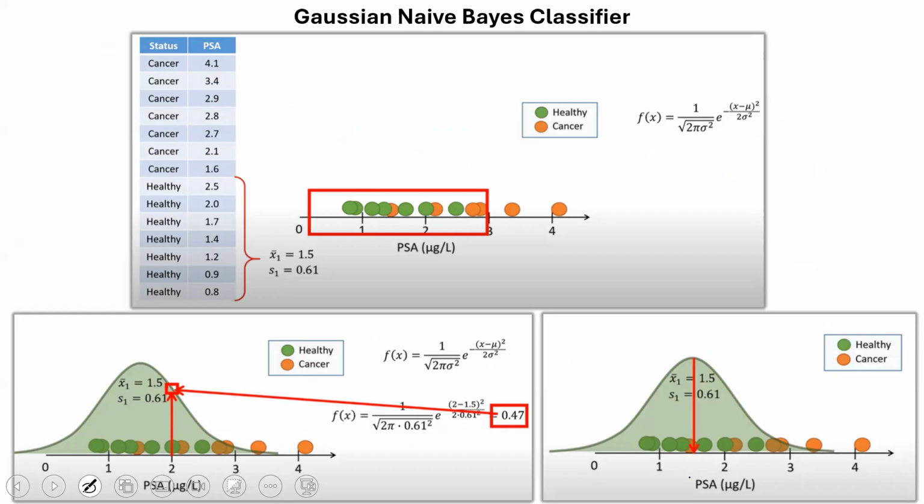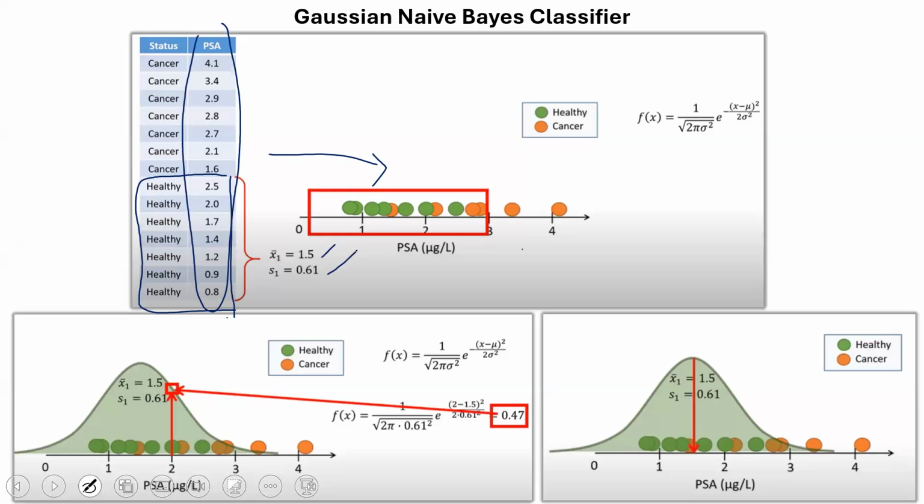This is the given data set. Now, if any new data point is given to you, you want to classify it as cancer or healthy. So I have plotted all these data points on a graph, just this one-dimensional data set. And for the healthy data set, I consider this data is normally distributed, and I have calculated the mean and standard deviation of this data set.